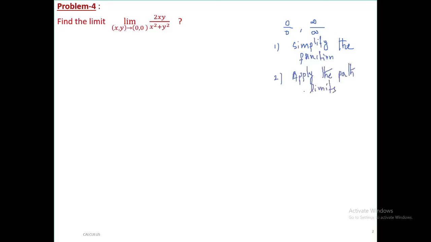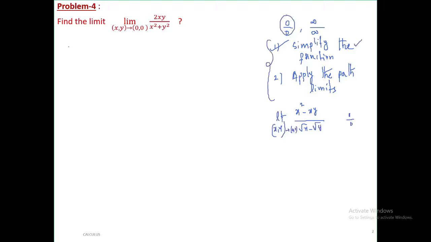Already this technique I did in the last class. Problem number 3, I did by simplifying the function, x square minus xy divided by root x minus root y. If you apply the limit directly as (x, y) tends to origin, you will get 0 by 0 form. Then go to any one of these. I simplified the function, then applied the limit, and got the answer 0. So you can apply any of these two techniques.